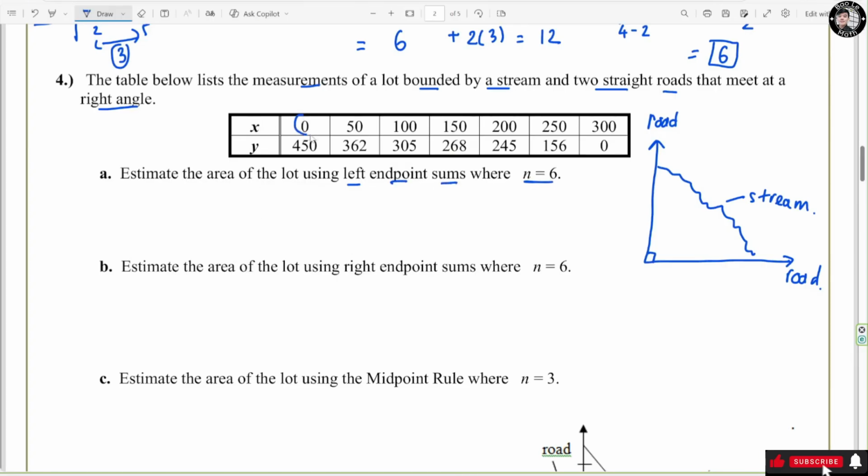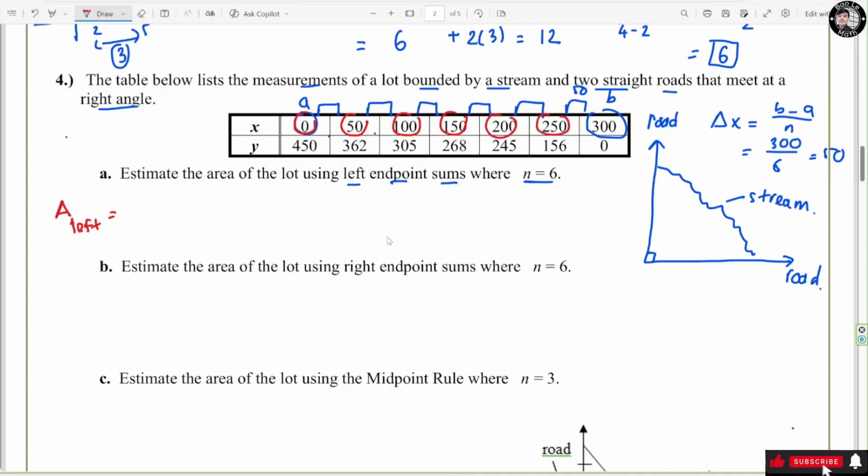So we have this one is A, this one is B. So we see that every single width equals 50, right? Now we have the area using the left Riemann sum. It's gonna be, we're gonna use this guy, this guy, this guy, this guy, this guy, and this guy, right? n equals 6, and then left Riemann sum, right?